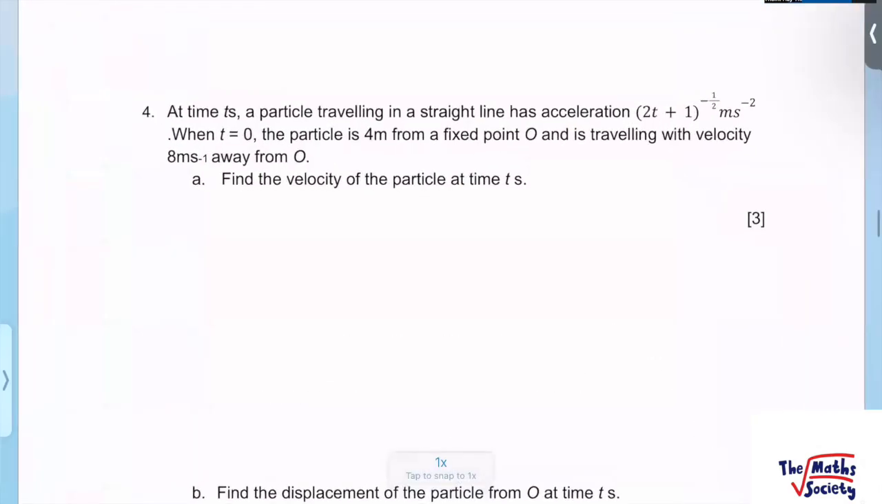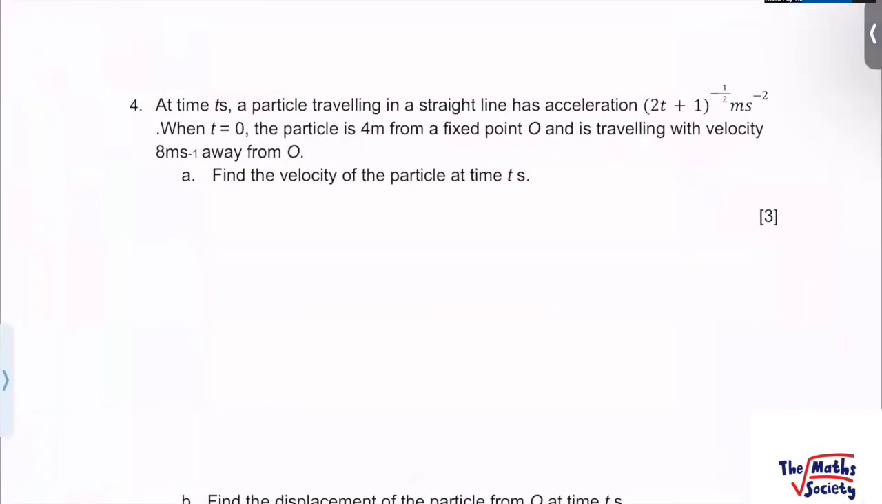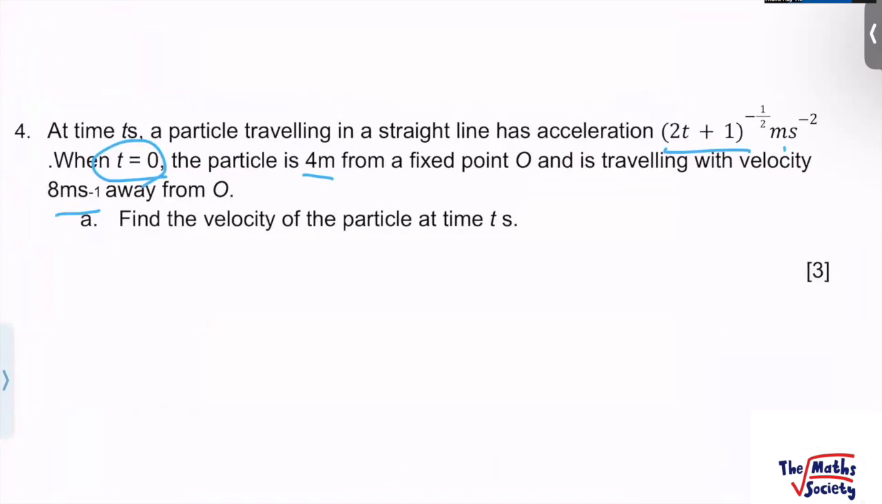Okay, so for number 4, it says that at time t seconds, a particle traveling in a straight line has this acceleration. When t equals 0, the particle is 4 meters away from a fixed point O, traveling with 8 meters per second away from O. You need to just find the velocity of the particle at time t seconds.